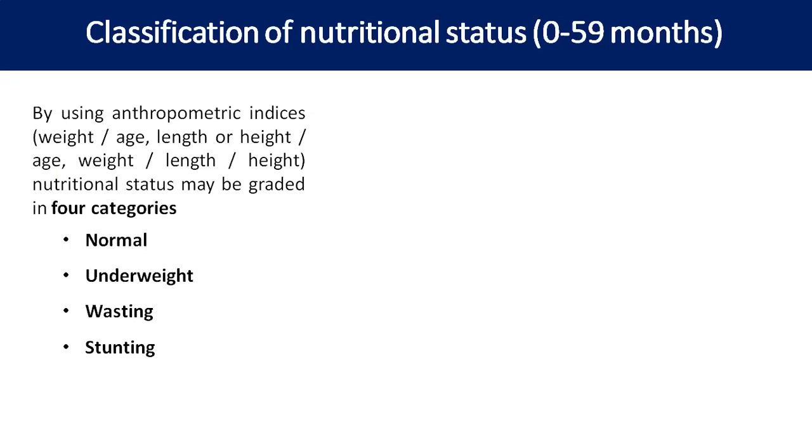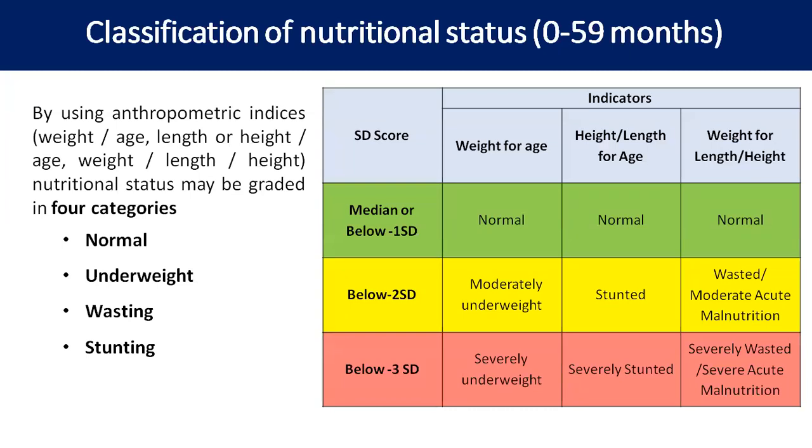So how do we classify these patients on the basis of some anthropometric indices? From 0 to 5 years, we take weight for age, length for age, and weight for length. These are the indices which indicate the nutrition status, and thus are helpful in dividing these patients into 4 categories, where the growth and nutrition status can be normal, or they can be underweight, wasted, or stunted. So how do we classify? If you look at the indicators: weight for age, height or length for age, and weight for length.